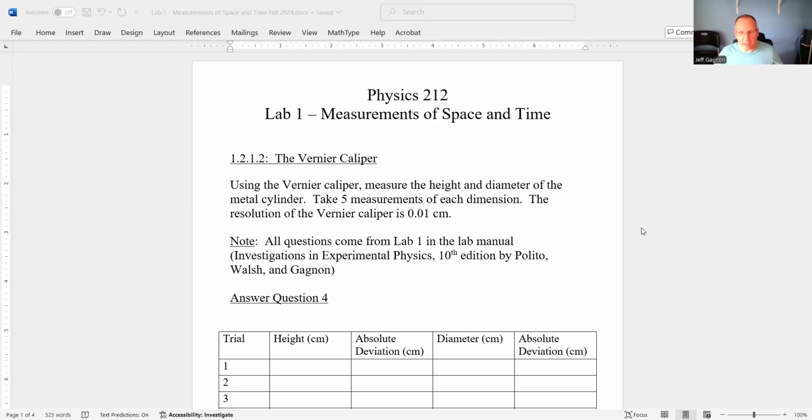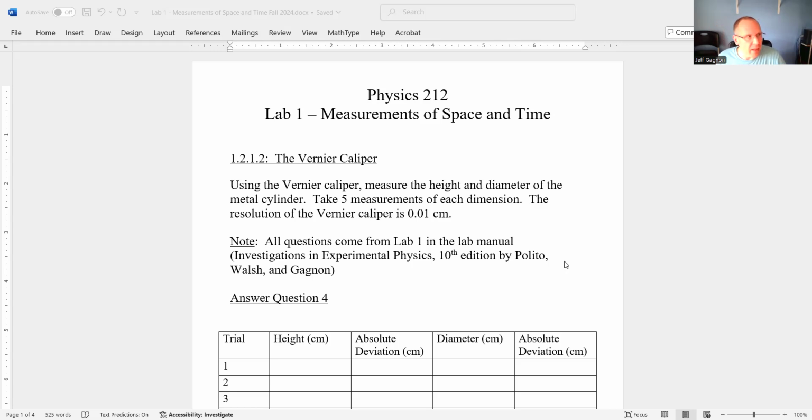Okay, so in the first part of the lab, we're going to ultimately measure the density of the aluminum cylinder. But to do that, we need to measure the mass of the cylinder and the volume, right? If you remember, density is equal to mass divided by volume. So let's start with measuring the volume of a cylinder.